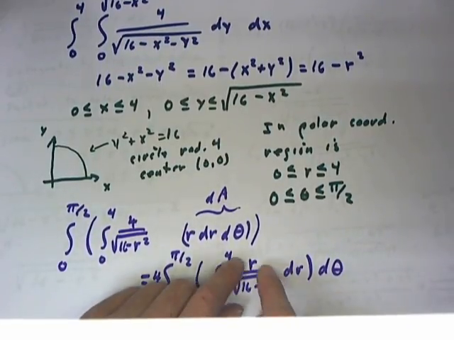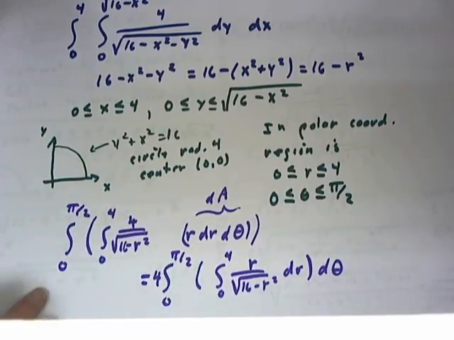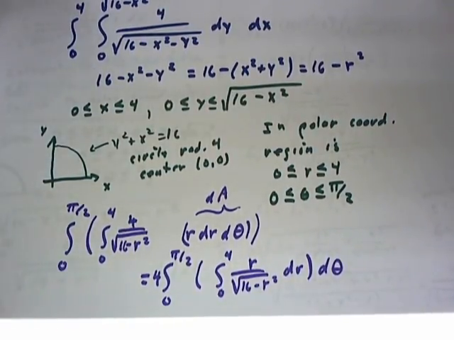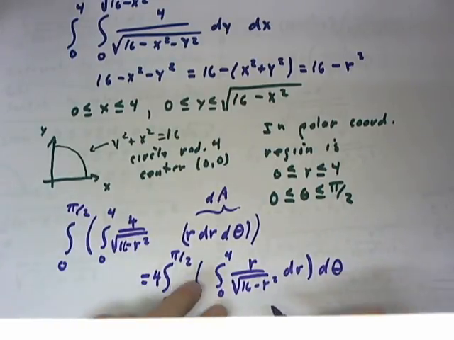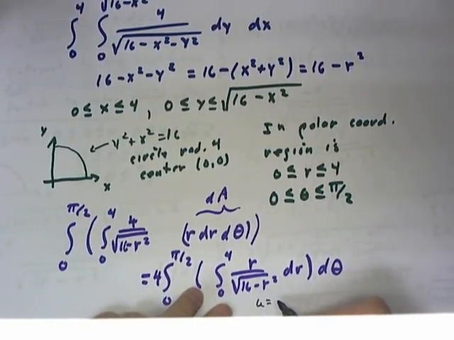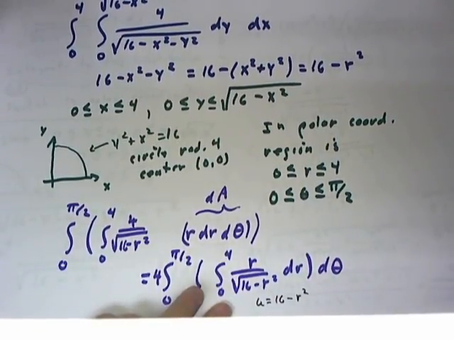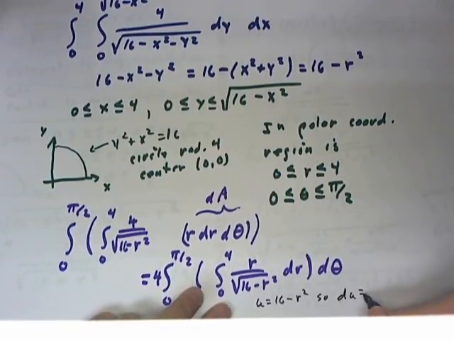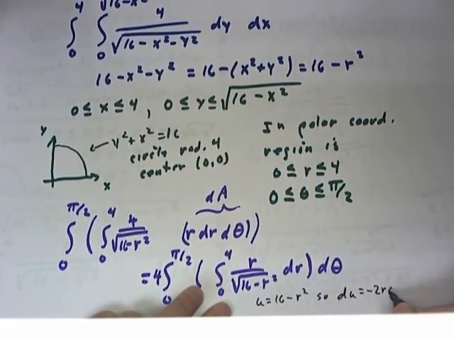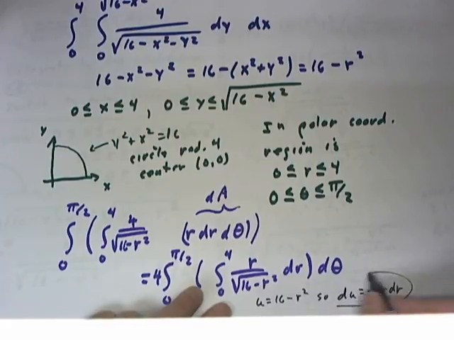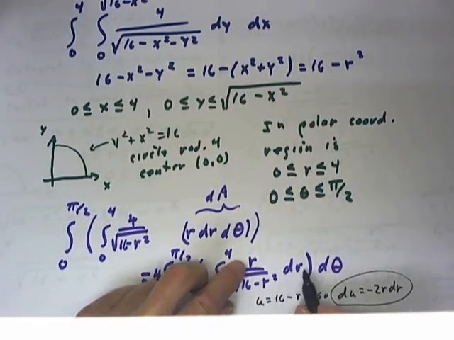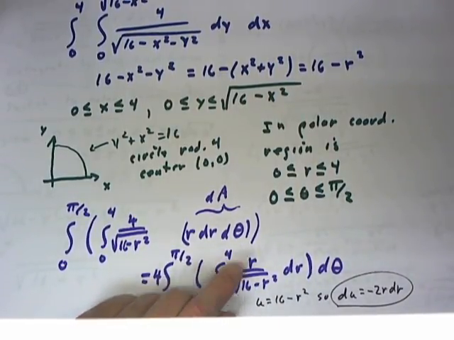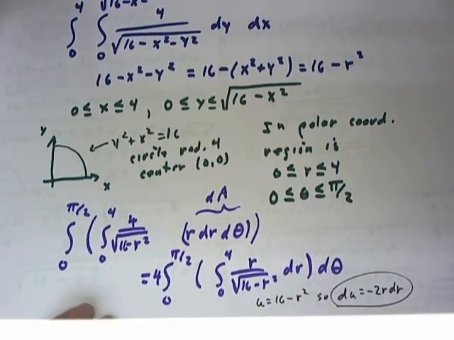Now the antiderivative of r over square root of 16 minus r squared is going to be quite straightforward. We can just use a very simple u substitution. Let's let u equal 16 minus r squared, so that du is going to be negative 2r dr, and the r dr we have here is therefore going to be negative 1/2 du.